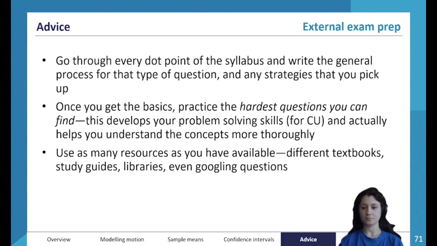Alright. Use as many resources as you have available. So different textbooks, study guides, libraries, even Googling questions is really helpful. You don't want to just kind of be prepared from one textbook that your school provides and then kind of miss out on anything. So if you're able, find some different textbooks.